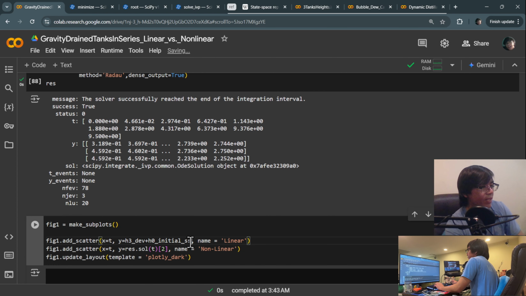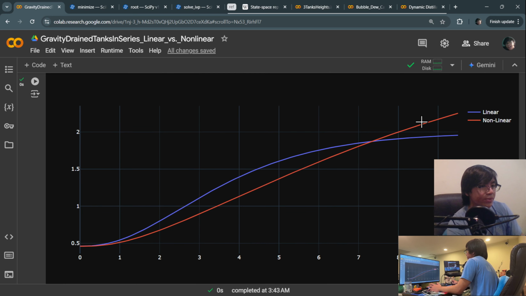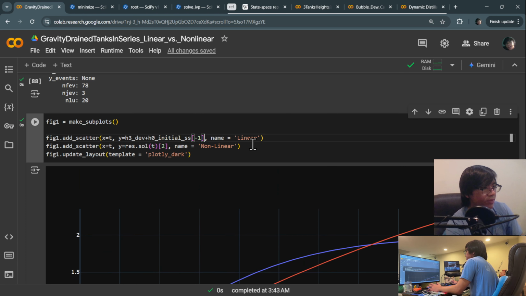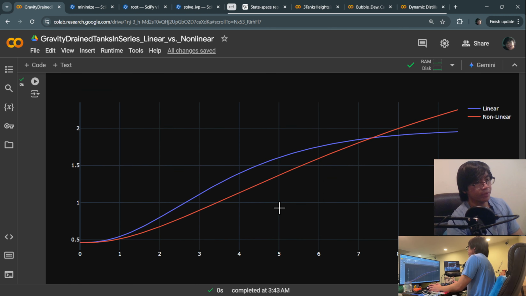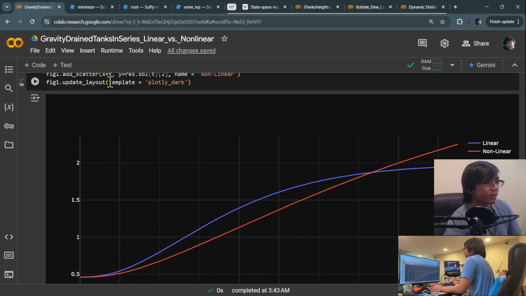Initials. And then this is an array, so I have to splice it. We can also do -1 or 2. It's the third tank. So this is our final value. So I'll also do 2. It's the same exact thing. That's it, honestly. Let's make this a little smaller.